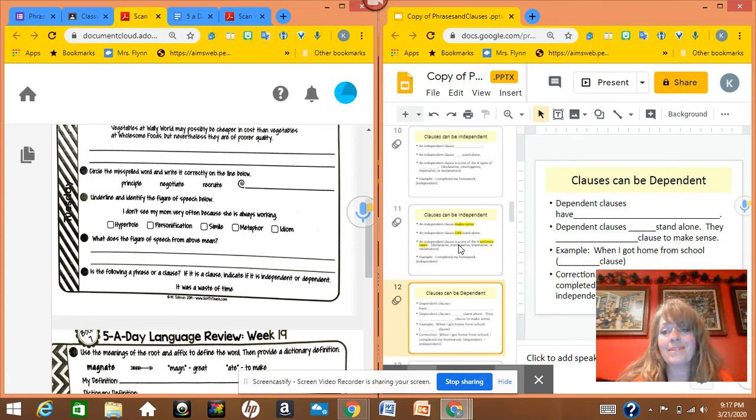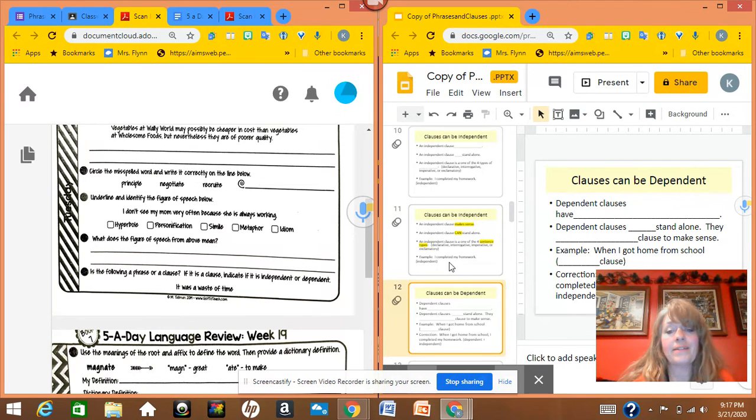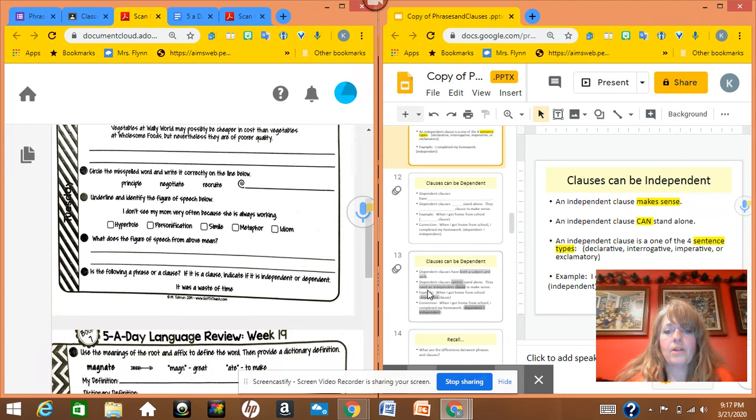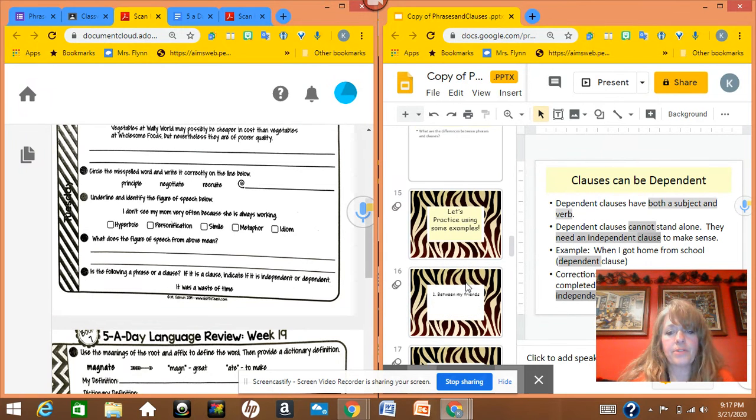Independent clauses make sense and can stand alone. Dependent clauses do not stand alone. Don't forget that independent clauses are going to be like your 4 sentence types: your declarative sentence, your interrogative sentence, your imperative, your exclamatory. Dependent clauses cannot stand alone. A lot of times you're going to see those start with words like because or since, things like that. They don't make sense by themselves.